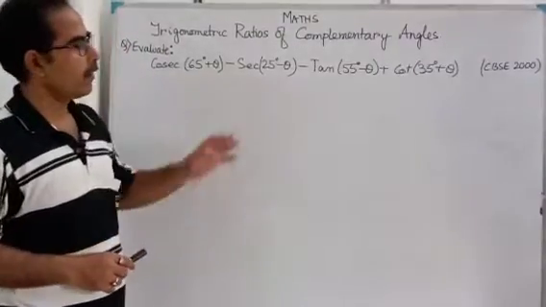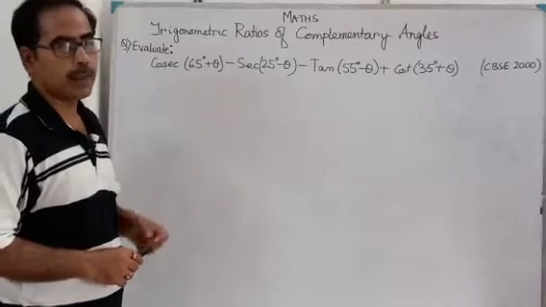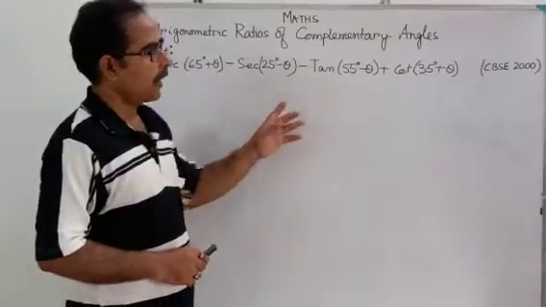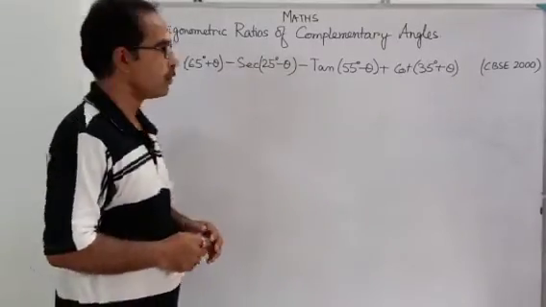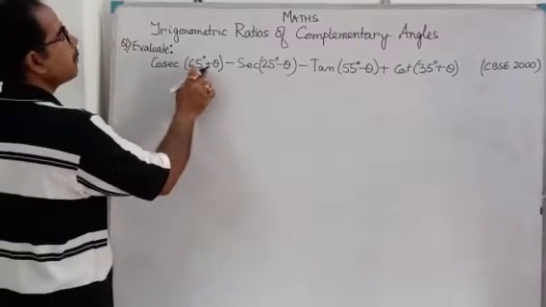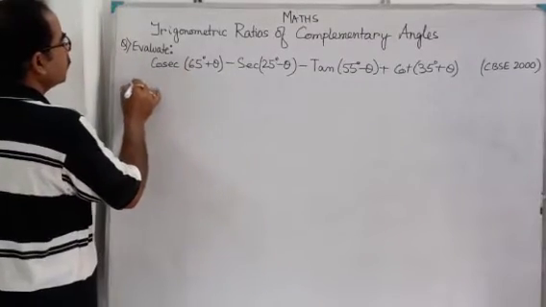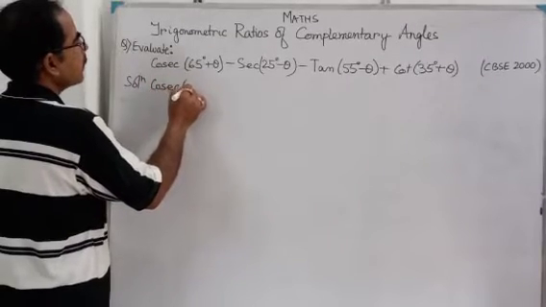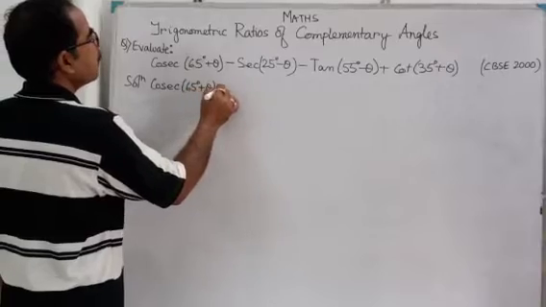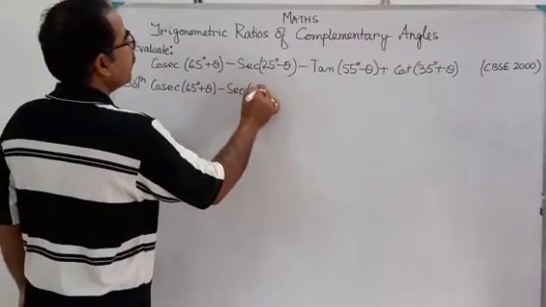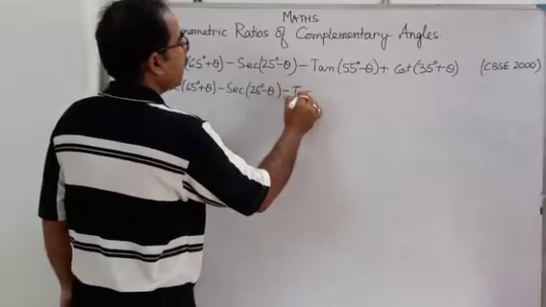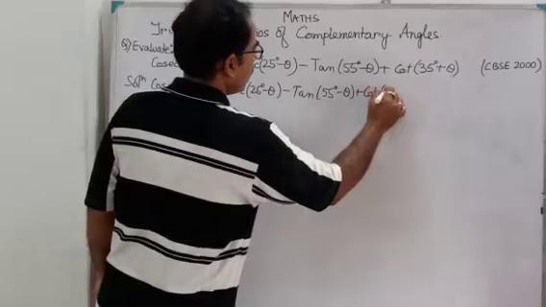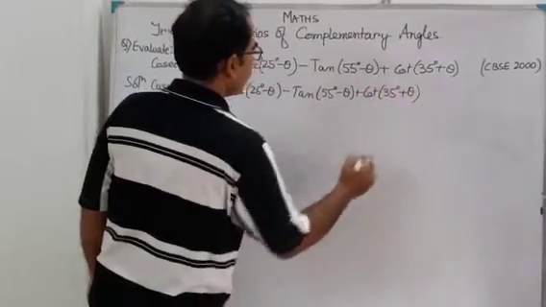Now students, another maths problem I have taken which is also very interesting and a little tricky. So you will gain very much from here, and this maths already came in the year 2000 also. So now look here, 65 degree plus theta, cosec 65 plus theta. So how will we proceed? Just to rewrite the question: cosec 65 degree plus theta minus sec 25 degree minus theta minus tan 55 degree minus theta plus cot 35 degree plus theta.